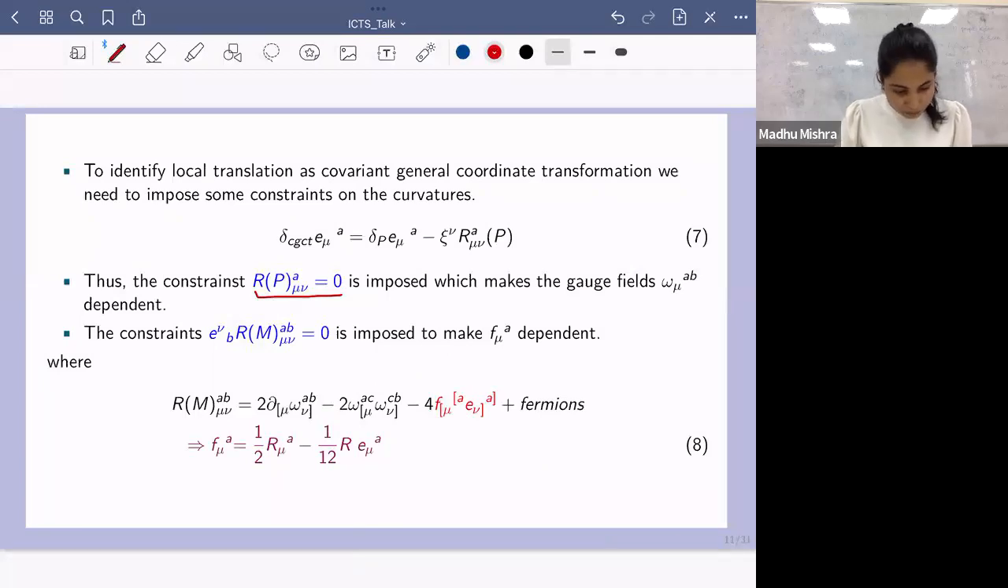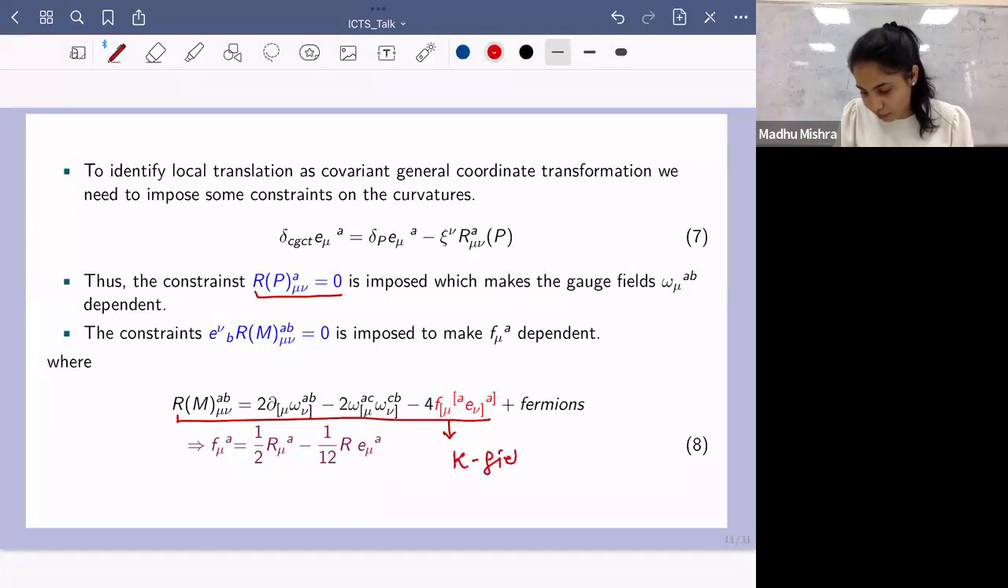Not just that, we also want to lessen the degrees of freedom in our theory, because the final aim is to go to Poincare gravity. So for that we will look at the structure of other curvatures in the theory, and we found that the curvature of Lorentz transformation is given as this, and it has F mu A, which is a gauge field corresponding to special conformal transformation.